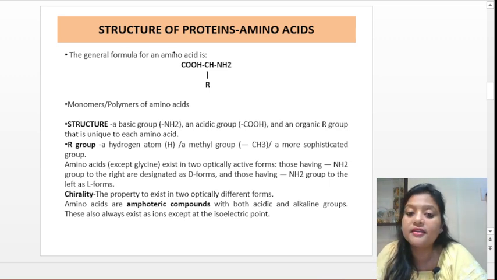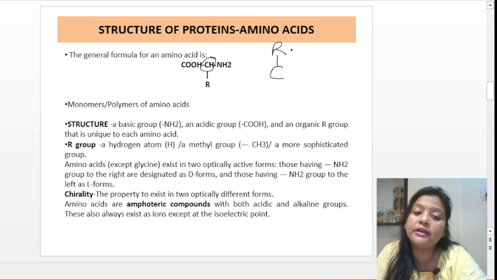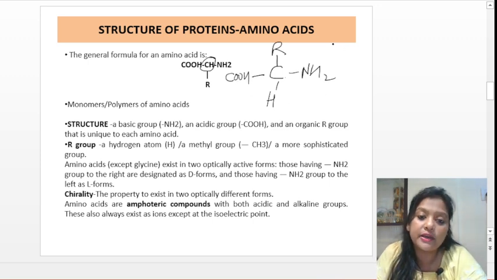See, this is the COOH. This one is the alpha carbon, because from this carbon a group is attached. There's an R group attached. This R group can be a hydrogen, it can be a methyl group, or it can be a more complex group. Then from the carbon, one is your H. Then again we have NH2, and then we have COOH here. So this is the structure of an amino acid.